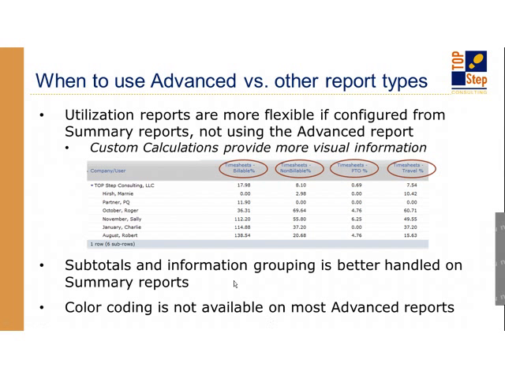So also the subtotals and the roll-up and information grouping is better in the summary reports. It's more flexible, more options, as I just mentioned.